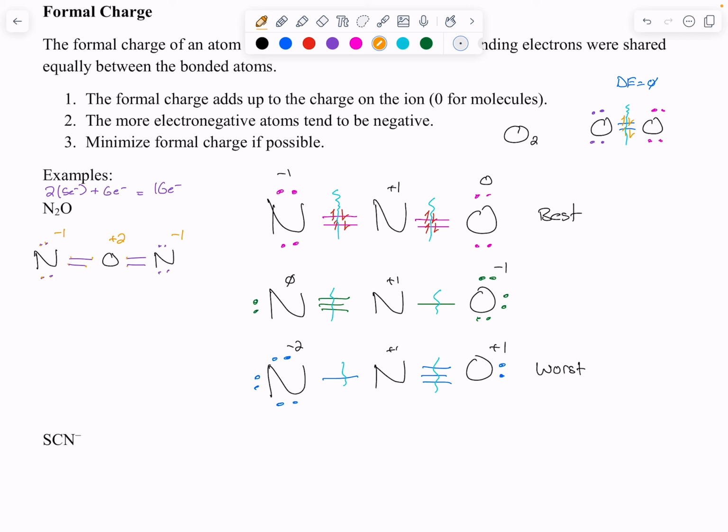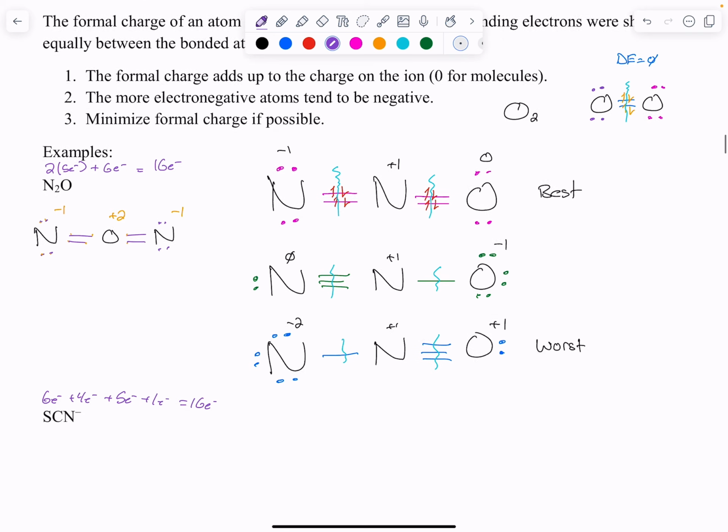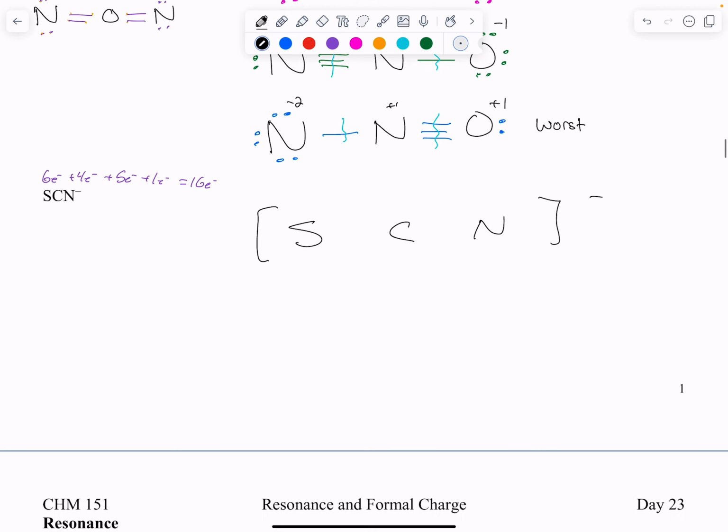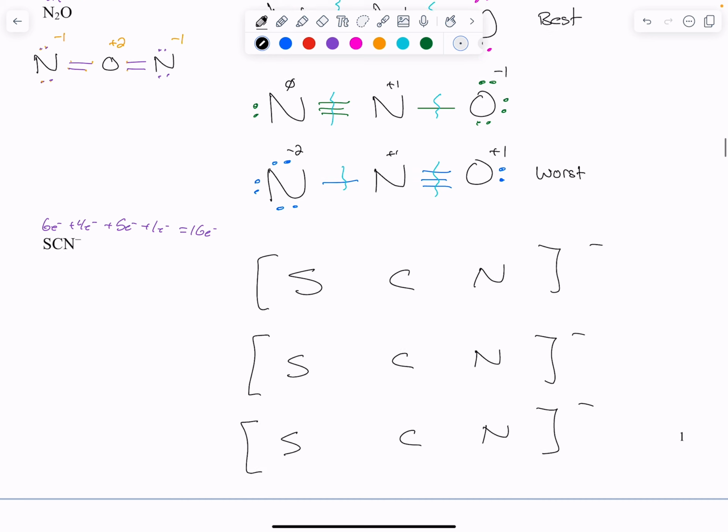My challenge to you right now is to pause the video and try the next one. All right. Try this next one. You have 6 electrons plus 4 electrons plus 5 electrons plus 1 electron is 16 electrons. And it is SCN. And you have 3 of them. There are 3 SCN options. And you probably will realize they're very similar to this. So go ahead and pause, do it, see what you get, and then come back.